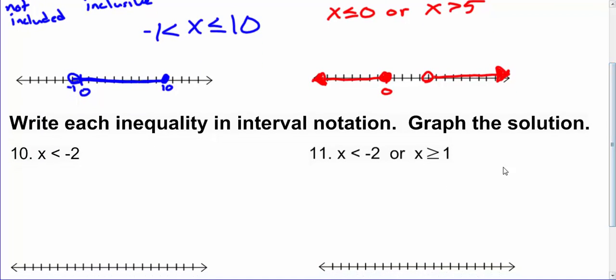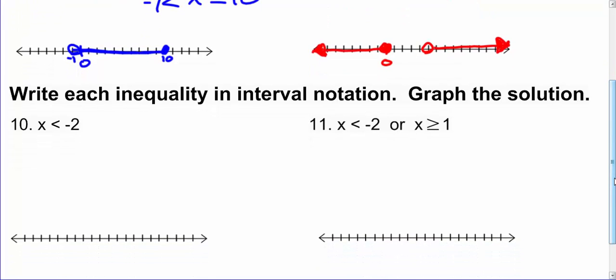All right, 10 and 11, we're actually working the opposite direction. Instead of starting in interval notation and changing it to an inequality, we're starting with an inequality and we're going to write it in interval notation. So this says x is less than -2. So I know that the largest number it can be is less than -2, and the smallest would be anything smaller than that. So it's going to start at -infinity, stop at -2.